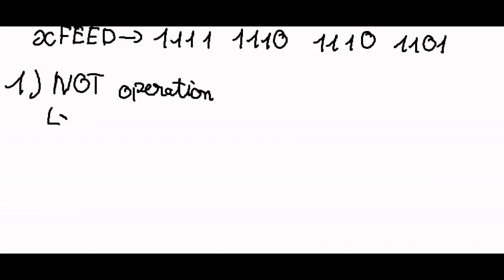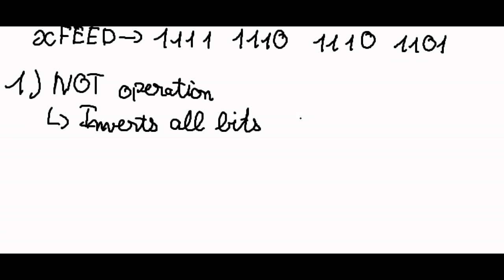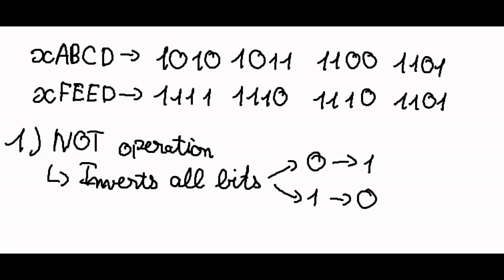So what does the NOT operation do? Well, it basically just inverts all bits. What does that mean? That means that every 0 is turning to 1, and every 1 is turning to 0. And so we already got XFFED.